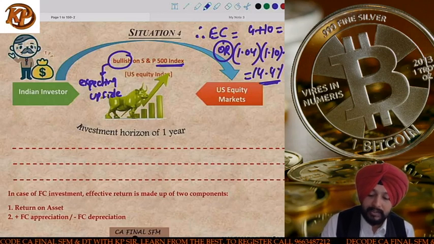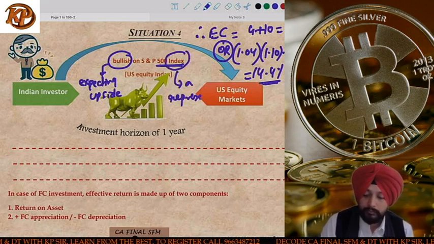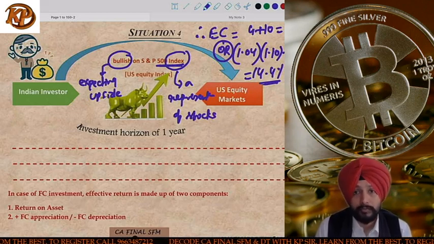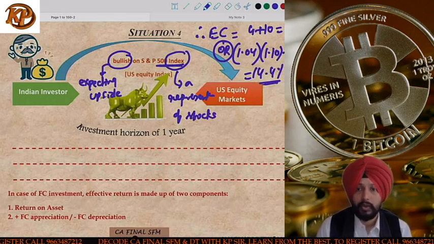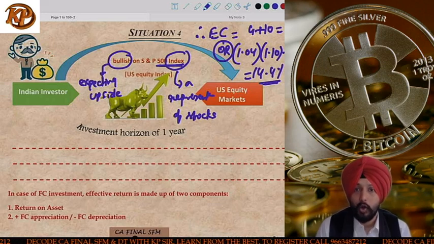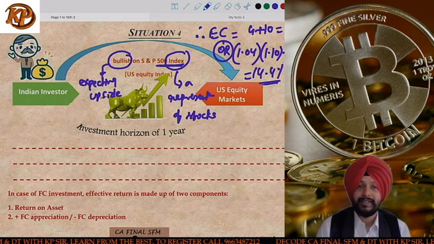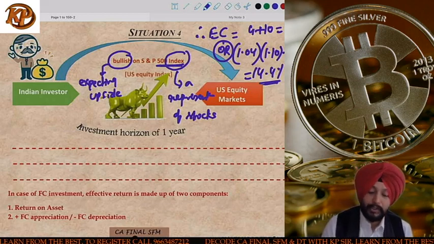And what is an index? It's a representation of stocks. I'll talk in more detail, don't worry about it. So the Indian investor is bullish on the overall S&P index. S&P is a US equity index.